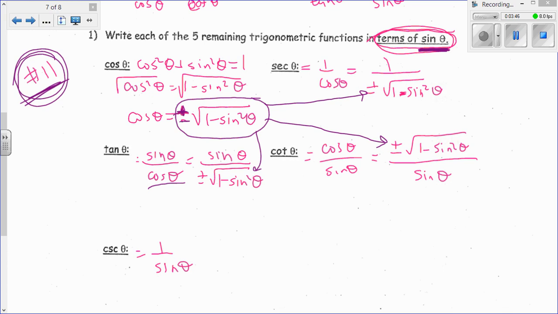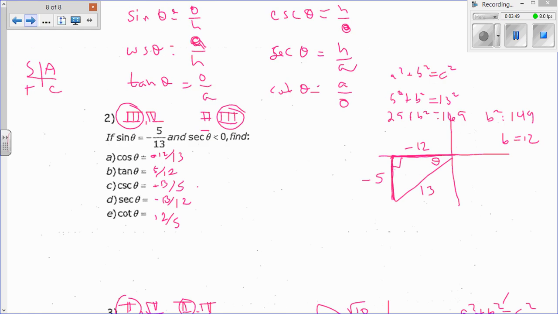All right, next page. As a little review, a little reminder, sine is opposite over hypotenuse. Cosine is adjacent over hypotenuse. Tangent theta is opposite over adjacent. Cosecant theta is hypotenuse over opposite because it's a reciprocal of sine. Secant theta is hypotenuse over adjacent because it's a reciprocal of cosine. And cotangent theta is adjacent over opposite, again, because it is the reciprocal of tangent theta.